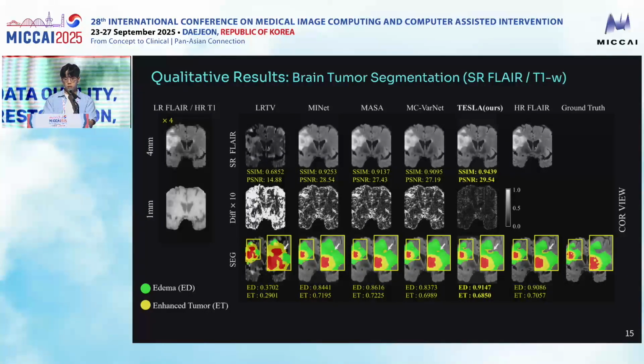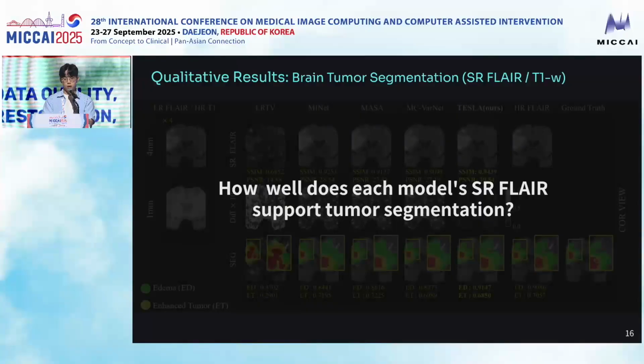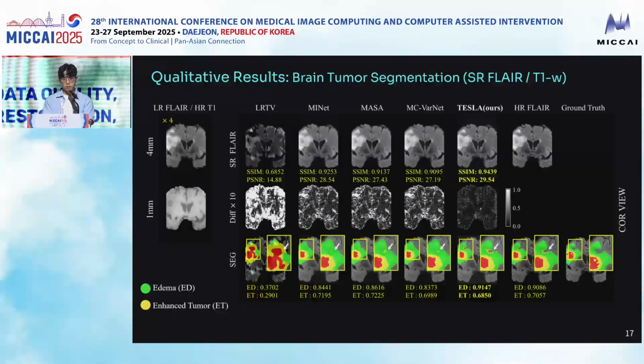Now let's move to the downstream evaluation using the BraTS 21 dataset. Here we ask, how well does each model's SR FLAIR support tumor segmentation? This is a good test of whether the SR image truly preserved structural information or not. First, when we use T1-weighted images as the reference, performance dropped, especially for the edema and enhancing tumor classes. And the reason is simple, because T1 lacks the tumor-specific contrast. So given that drop with T1, how about T1CE? Let's take a look at it.